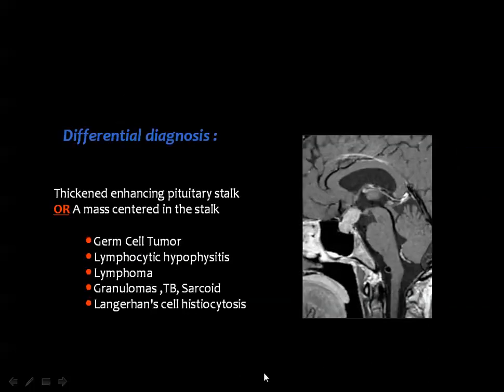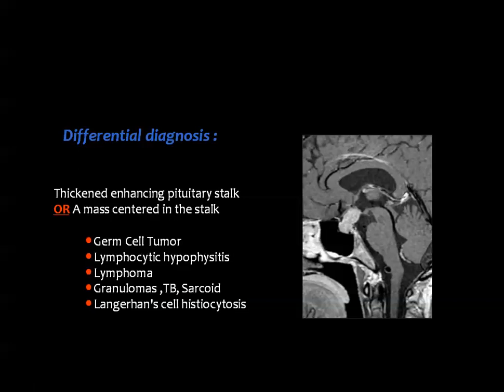Then the differential diagnosis of a thickened, enhanced pituitary stalk, or a mass centered in the region of the stalk. You remember: germ cell tumors, lymphocytic hypophysitis, lymphoma, TB and sarcoid, and Langerhans cell histiocytosis.